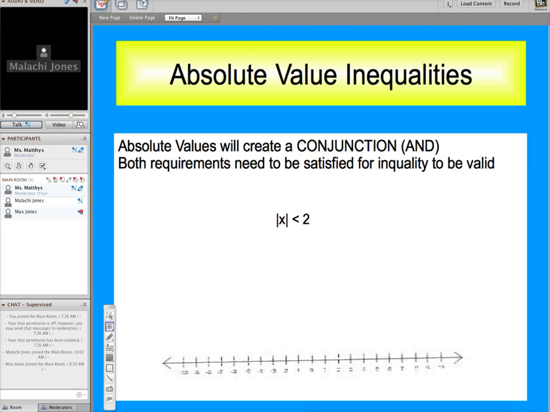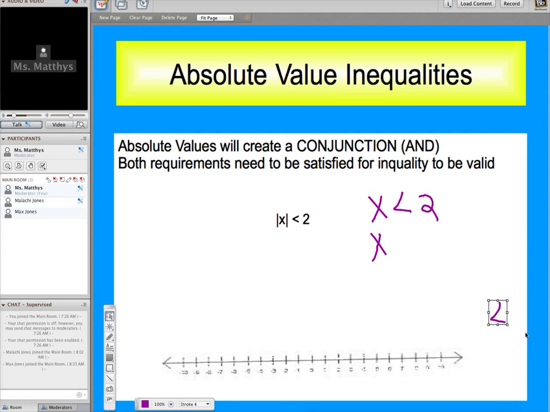Awesome. All right, conjunction "and" — we're coming to the end of this. "And" means both of them have to satisfy the solution. So here we go. If I get rid of these absolute values, what are my two equations? x is less than 2 and x is less than negative 2.